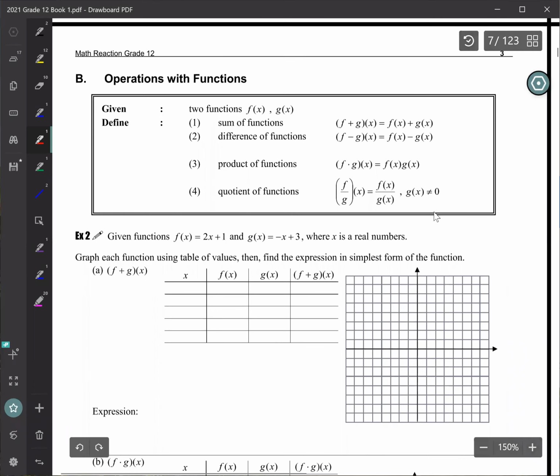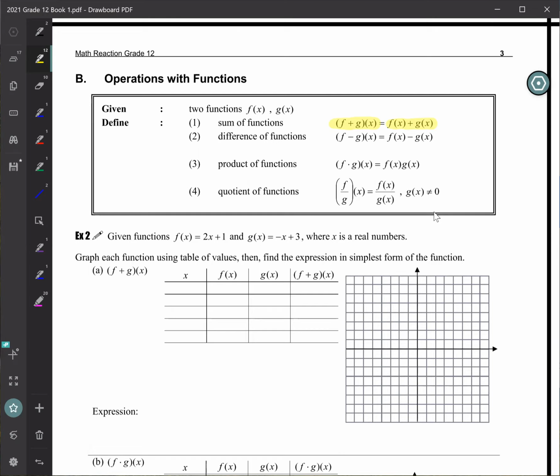Okay, so the first example of operation is adding. So the symbol is this one, f plus g in brackets of x, okay? So what it means is you take f of x plus g of x. It's just a shorter way to write it. So instead of writing two separately, you can put it together, okay?